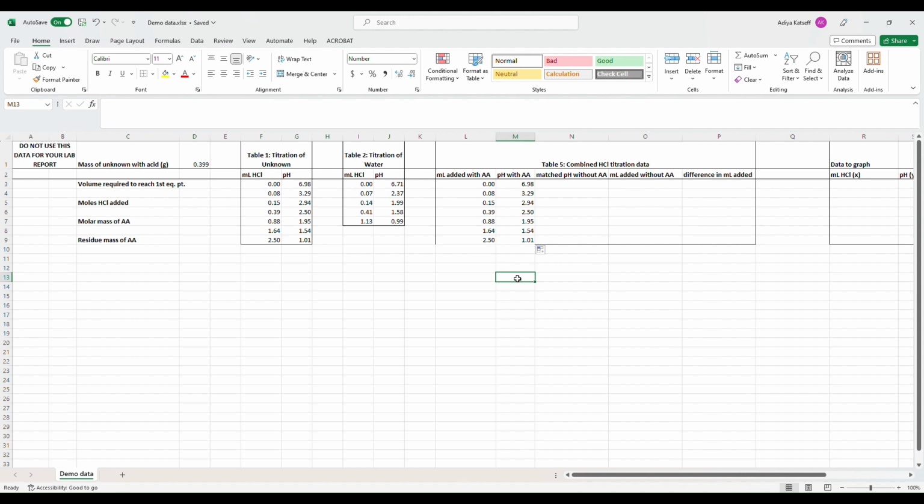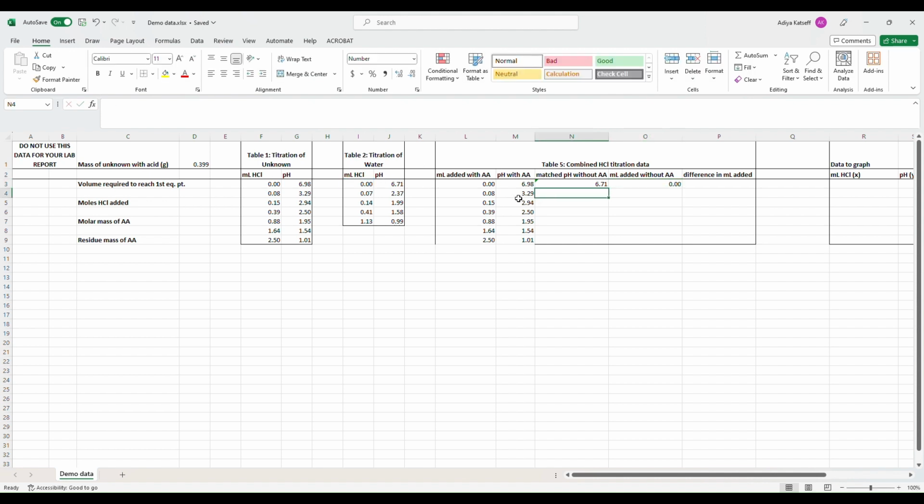The next part will require a little bit of thinking on our part. So we are trying to match up pHs with our amino acid and without our amino acid. So with the water, the solution alone. So our first pH with our amino acid is 6.98. Our first pH with our water alone is 6.71. That's pretty close. That's close enough. And so we can go ahead and put that in as a matched pH. So put this over, and then we use the equivalent mLs added over here.